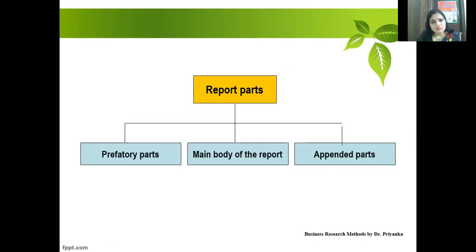For example, you'll be starting with the introduction of the topic, then you'll be mentioning the review of literature you have gone through, the objectives of the study, all the analysis and their interpretation, along with limitations and everything related to your research. Then appended parts would consist of those things which you might not want to include in the main body. For example, some technical tables which are not to be understood by the layman, or maybe that is for those people who might go for further research. So that would contain your appended parts.